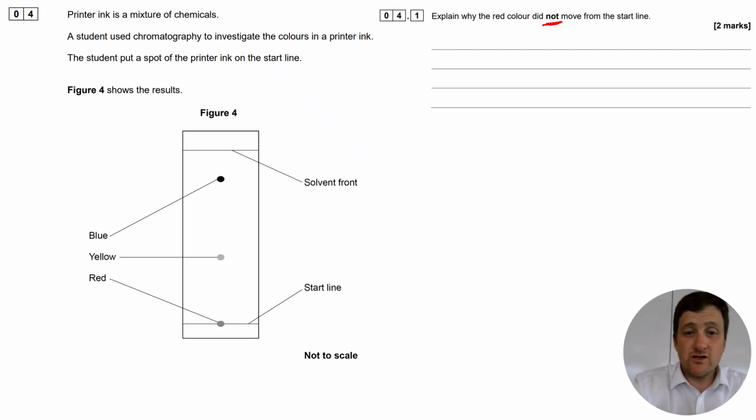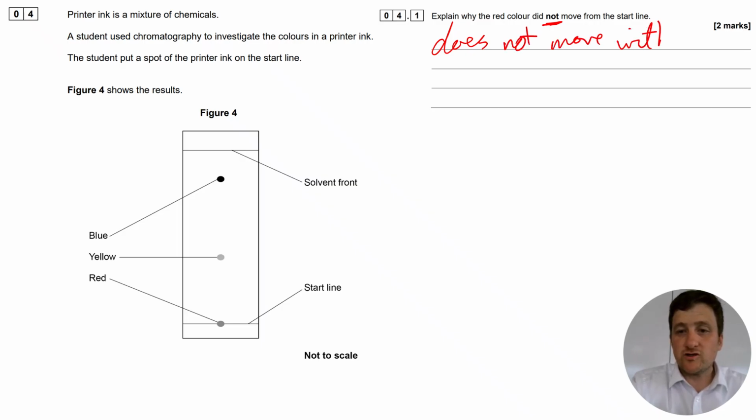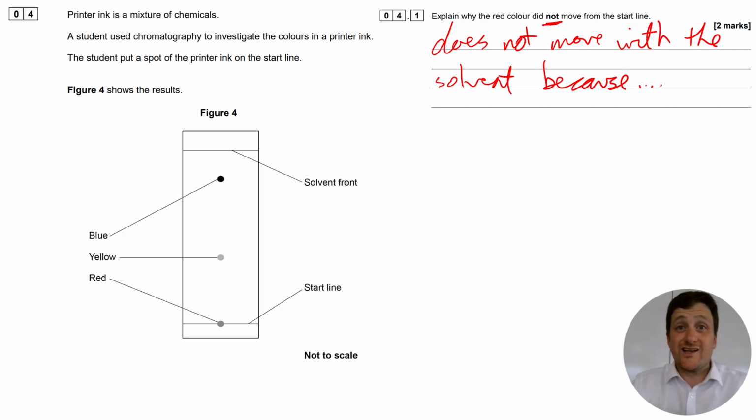So if it does not move, we need to say it does not move with the solvent, because if you remember, the solvent is the thing that moves. Okay, and it's an explain question, so we're going to write a because. So it's not moving because... I always do the 3 dots just to remind myself this is an explanation. Because red color. Now why is it not moving?